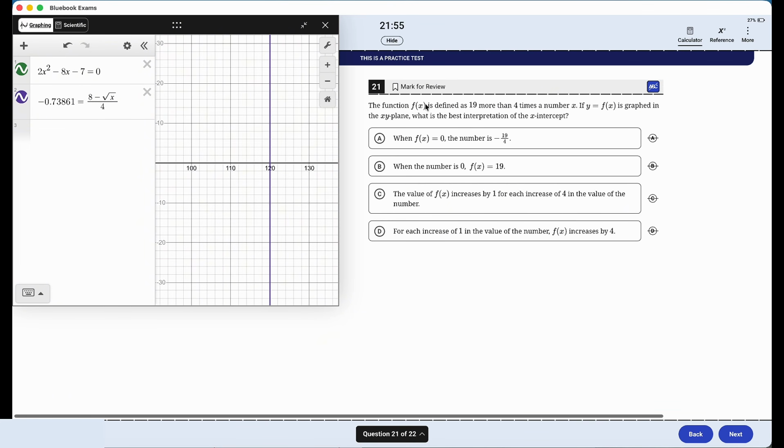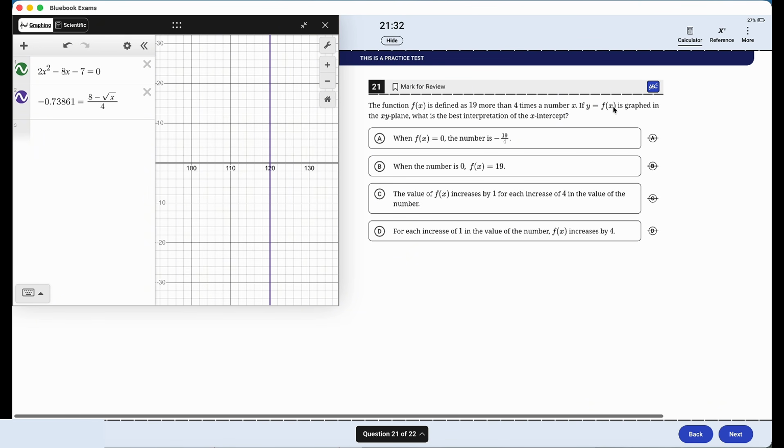That's a different way. Next up, 21. A function defines f of x as 19 more than 4 times a number. It is graphed in the xy plane. What is the best interpretation of the x-intercept? Okay, so it's an intercept question again, an interpretation question. Whenever you have an intercept, we talked about it for the other one, the other variable has to be 0. So if they're talking about an x-intercept, we know y has to be 0.